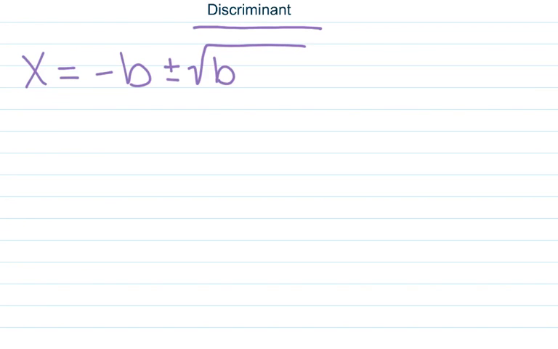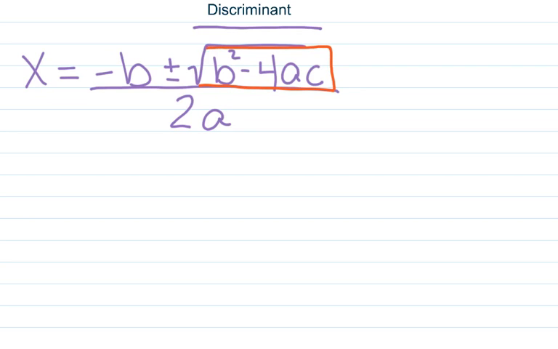So for this video we're going to be talking about the discriminant. Like in the very first video, what is the quadratic formula, the discriminant is part of the quadratic formula. If we have our quadratic formula here, the discriminant is everything inside of the square root. So this is our discriminant.